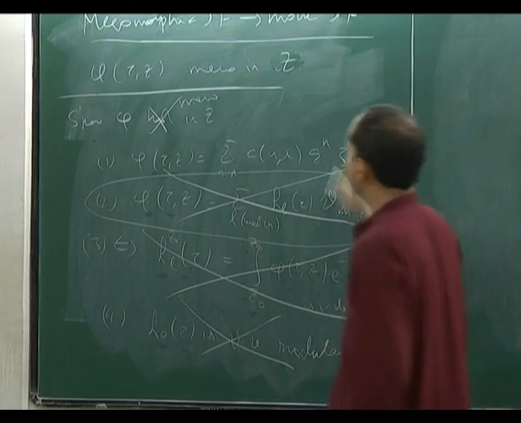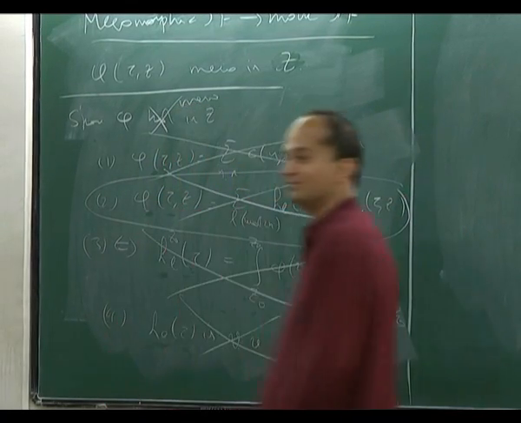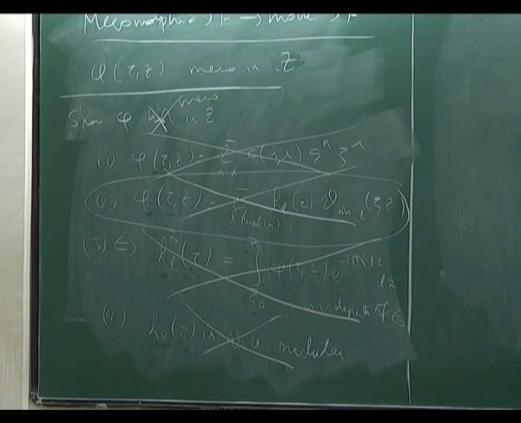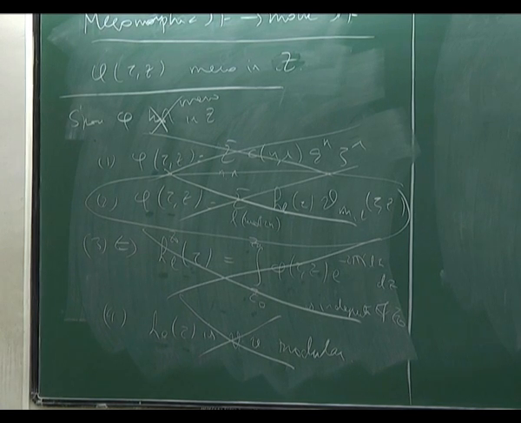And in fact, even this is ambiguous, as I'll show you in a minute. So basically, nothing seems to work if phi is meromorphic. Okay. So now let me show you what to do.